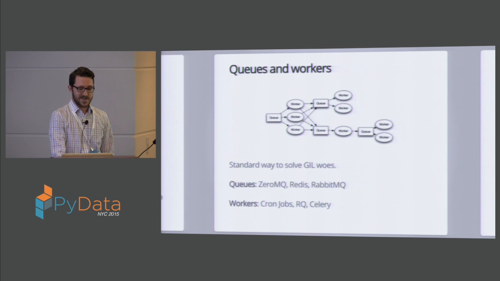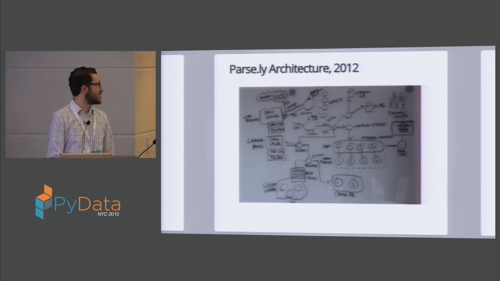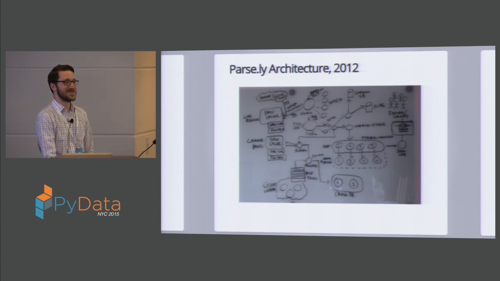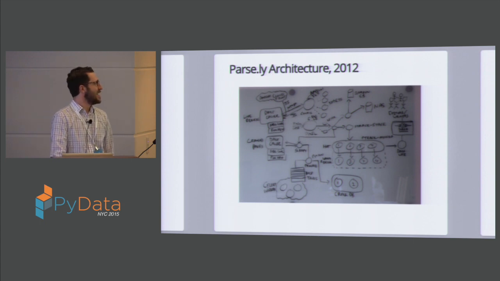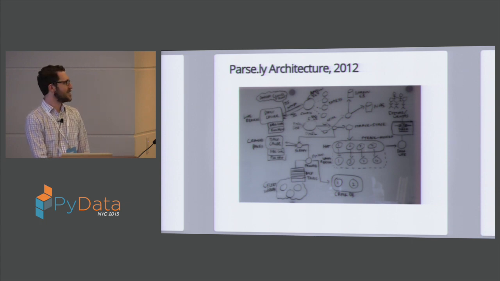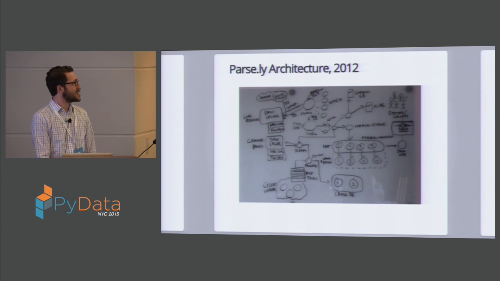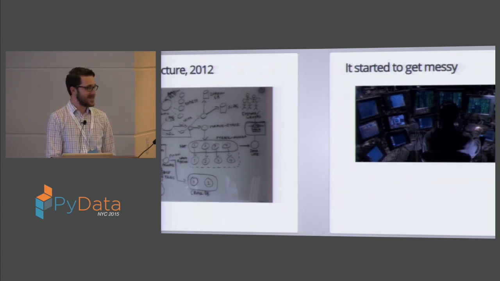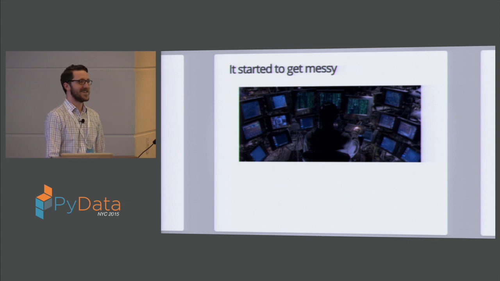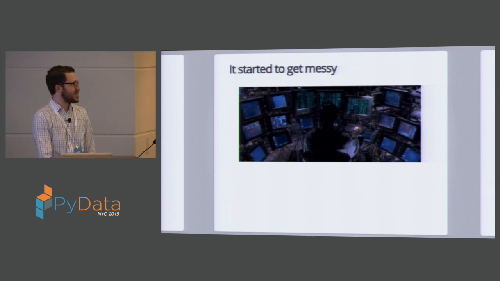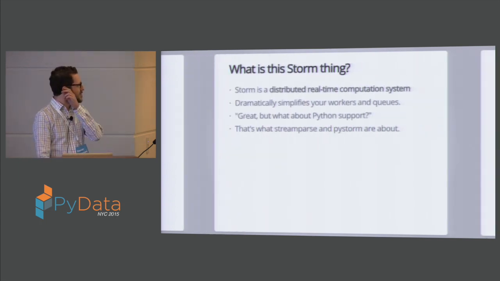I say this because before my time at Parsley, this is what the architecture used to look like at Parsley in 2012. It was kind of a mess with all the workers and queues and things feeding into each other, and thankfully before I came, they decided that was really messy and that it was time to try to move on from that. So it was around that time that they heard about this thing called Storm.